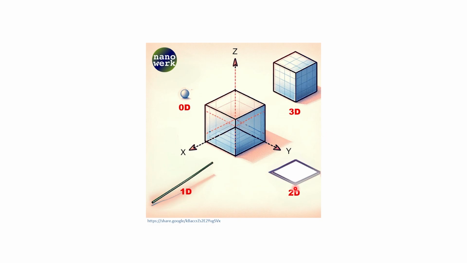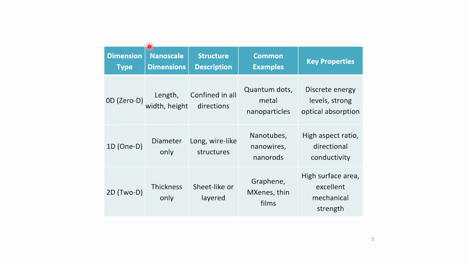Then comes nanosheets, that are 2-dimensional materials. Here the movement of your electron is confined along this direction, but not across the width. So in one direction your electron is confined in 2-dimensional nanomaterials. Then in 3-dimensional nanomaterials, your electron is not confined in any of the three directions. It is free to move in all three directions. So that's a chart. So dimension type can be 0 dimension, 1 dimension or 2 dimension.